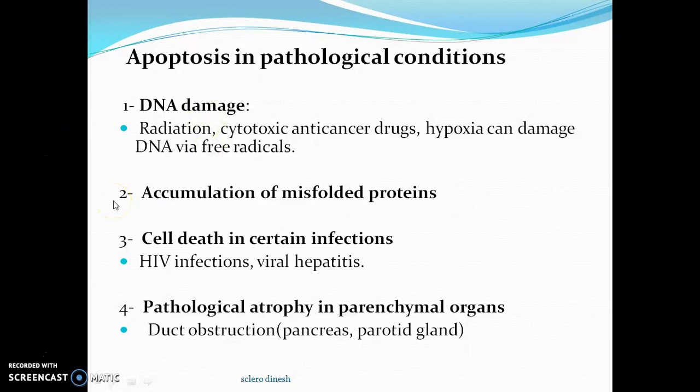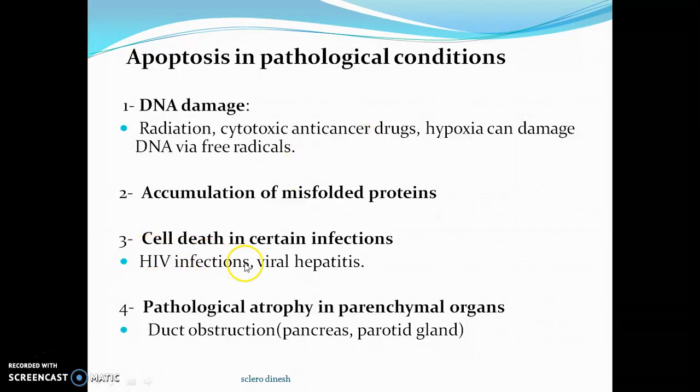The second cause, or example of apoptosis in pathological conditions, is accumulation of misfolded proteins. Improperly folded proteins may arise because of mutations in the genes encoding these proteins, or because of extrinsic factors such as damage caused by free radicals. Excessive accumulation of these proteins in the endoplasmic reticulum leads to a condition called endoplasmic reticulum stress, which culminates in apoptotic cell death. Apoptosis caused by the accumulation of misfolded proteins has been invoked as the basis of several degenerative diseases of the central nervous system and other organs.